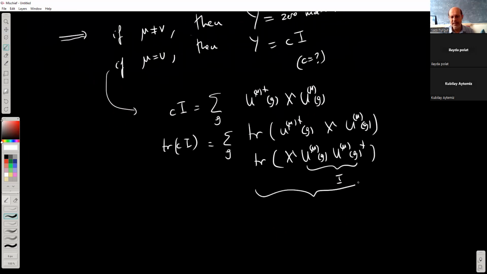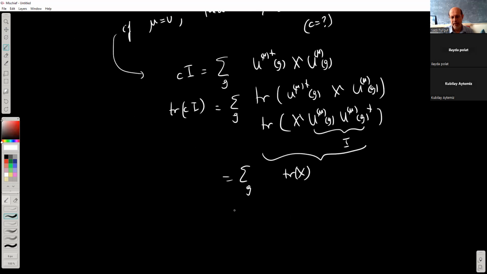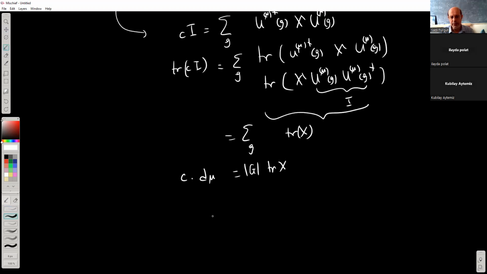So therefore, within the summation, I have the trace of x. For all g's, this matrix has the same trace as this one. And so on the right-hand side, I have the sum over g and the trace of x. On the left-hand side, I have c and the trace of identity, which is equal to the dimension. And the sum gives the order of the group, the number of elements within the group. So from here, we can find what c is.